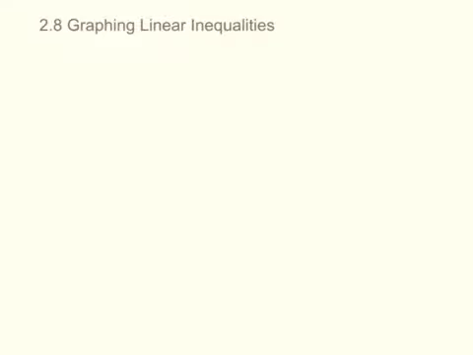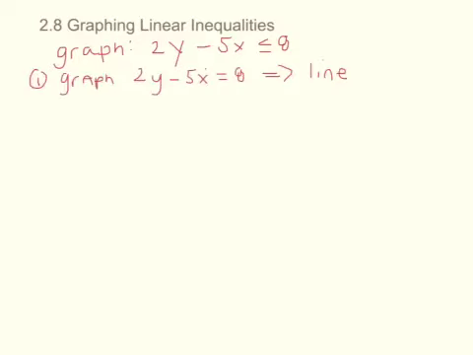Section 8 is about graphing linear inequalities. Let's go through an example and see how we go about graphing the inequality 2y minus 5x is less than or equal to 8. So the first thing we do is decide that we are going to graph 2y minus 5x equals 8, which we know is a linear equation, which will give us the graph of a line. We will do that by plotting our y-intercept and our x-intercept and using those 2 points to form our line.